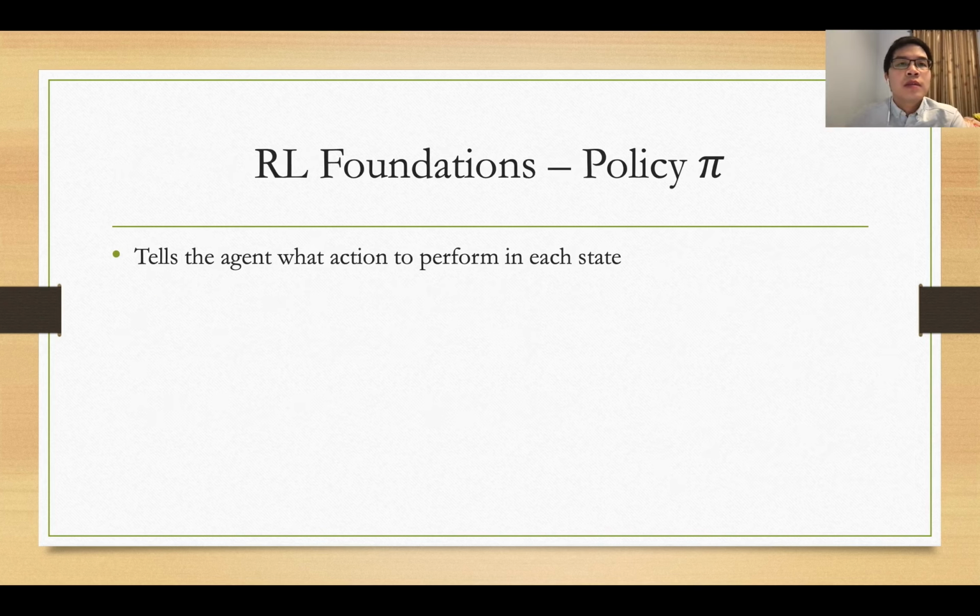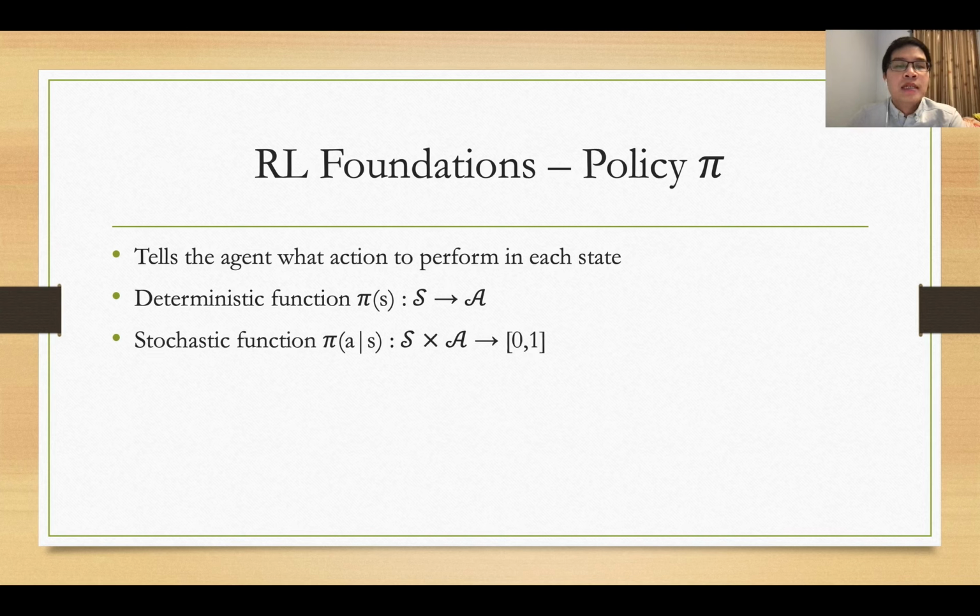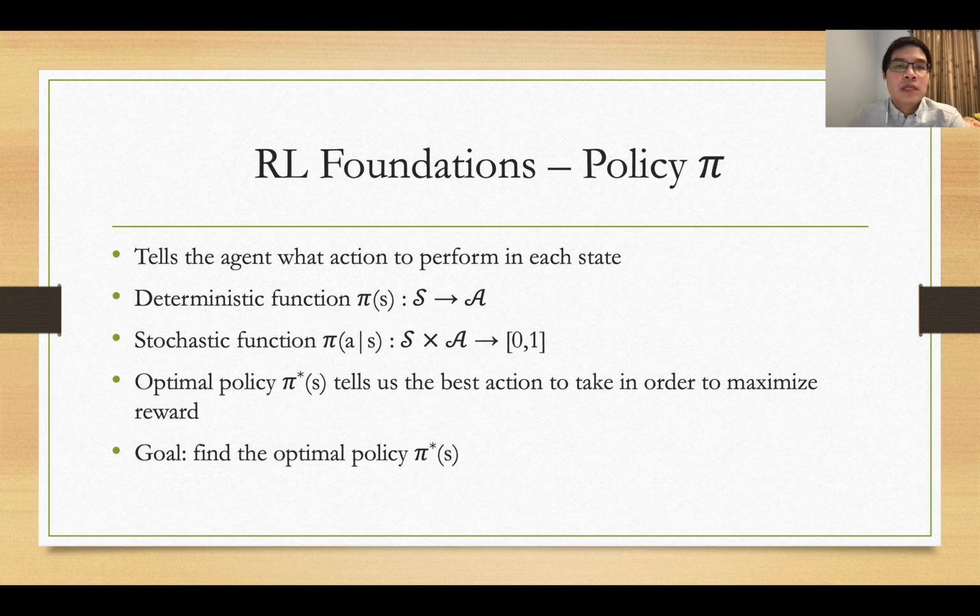So now I'll define the previously mentioned policy, which we denote as pi. Generally speaking, the policy will tell you what action to perform in each state. The policy can be a deterministic function that takes in a state and outputs an action to take in that state. The policy can also be a stochastic probability distribution over all of the actions you can take from that state. We can also define an optimal policy, which we denote as pi star, which tells you the best action to take in that state in order to maximize the reward. Thus, our goal in reinforcement learning is to find this optimal policy.